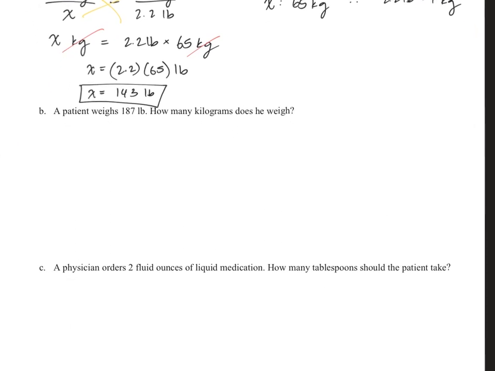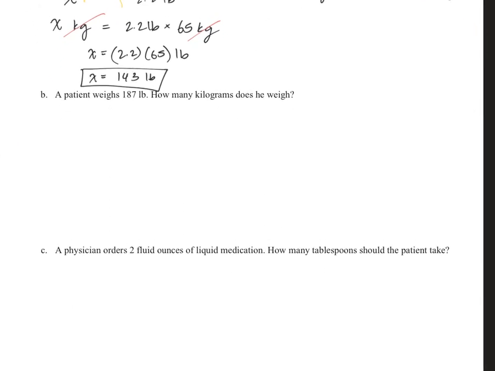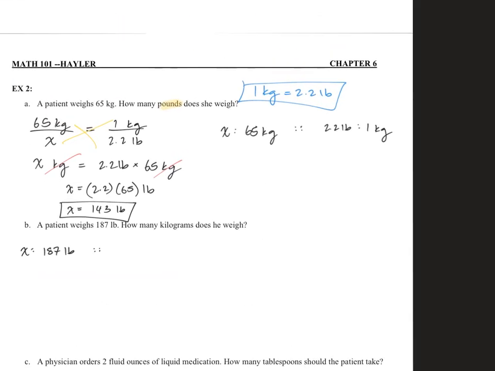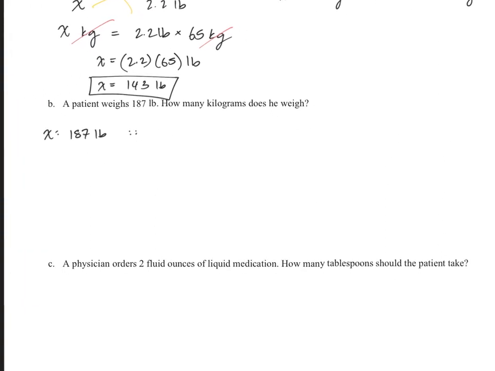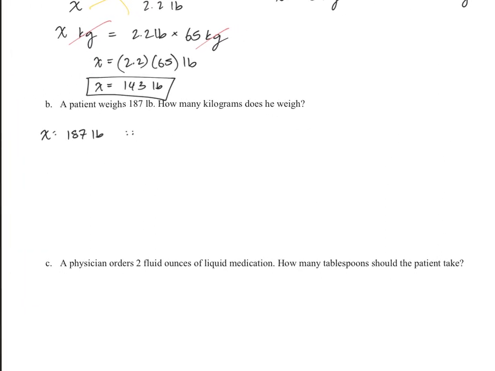Okay, I'll go ahead and use the ratio method for B. So the ratio method, we have how many kilograms is 187 pounds, setting that equal to the conversion measure that we do know, which is that one right there. So let's see, the kilogram should go first. So 1 kilogram and then 2.2 pounds.